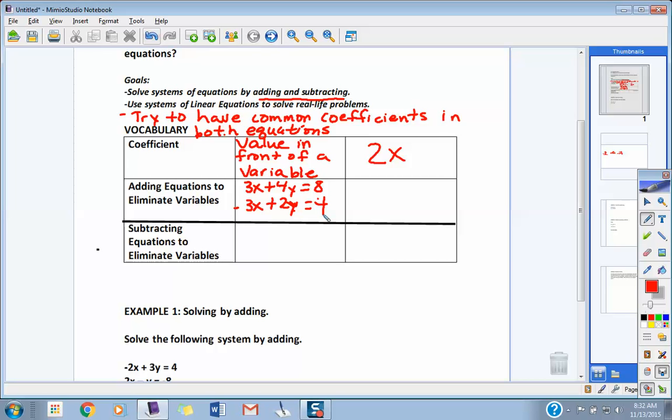So here's the deal. Adding equations to eliminate variables occurs when we have common coefficients in both, where the signs are not the same: one is positive and one is negative. Okay? What I'm going to choose to do is add both of those equations together. Let me show you why I can do this.